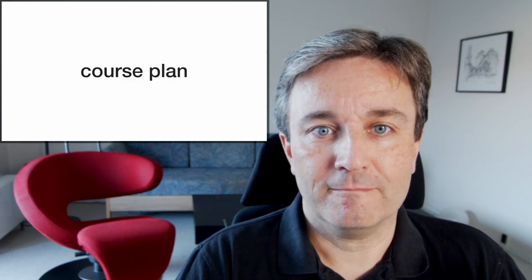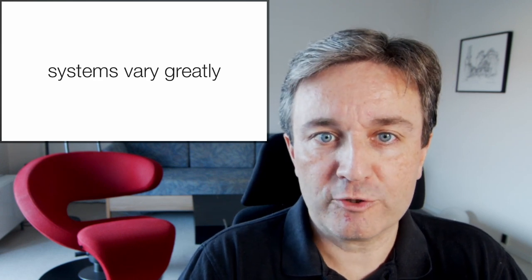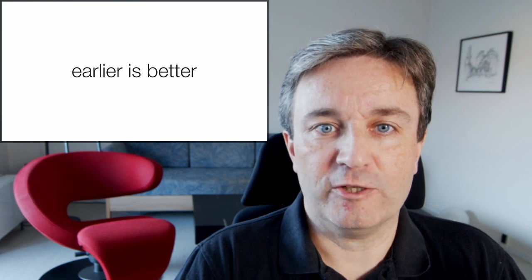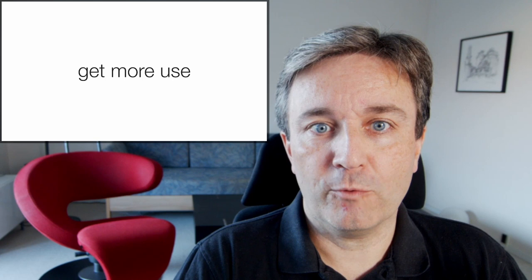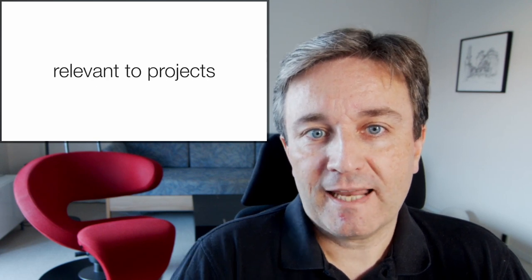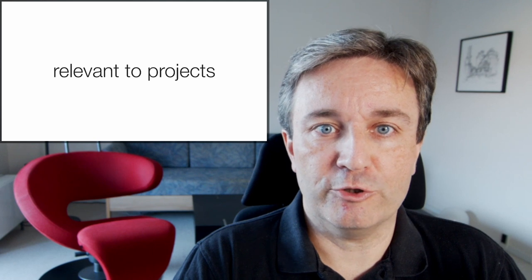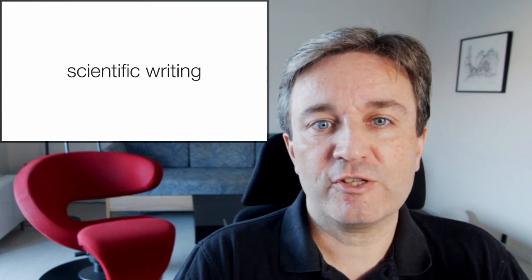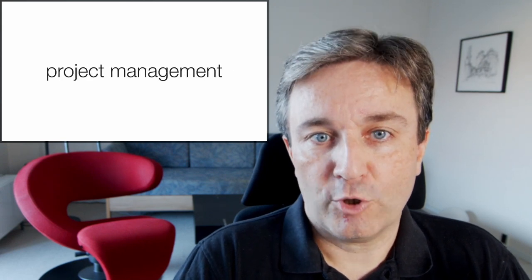Starting with the course plan. Systems vary greatly in terms of how many courses you're required to do during your PhD. But in any case, earlier is better. The sooner you do the courses, the more you'll get out of whatever you learn on them. And you should focus on taking courses that are either directly relevant to the project you're doing, or focus on transferable skills such as scientific writing, presentation technique, and project management.